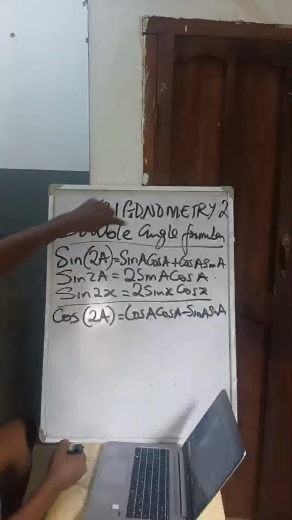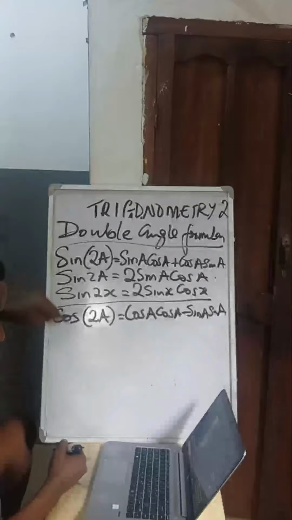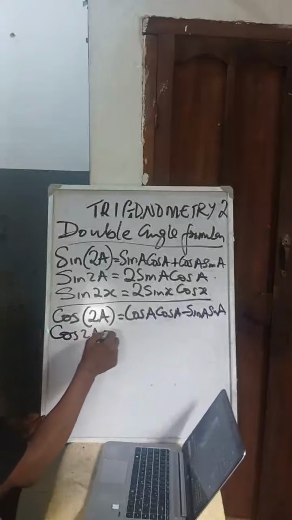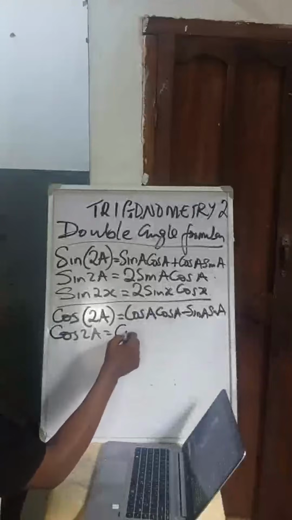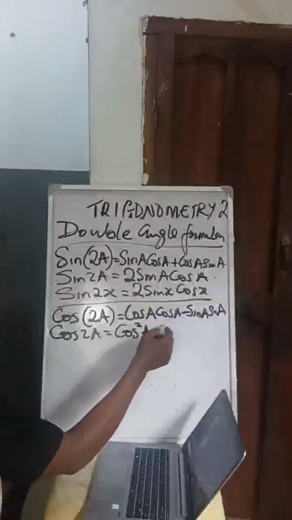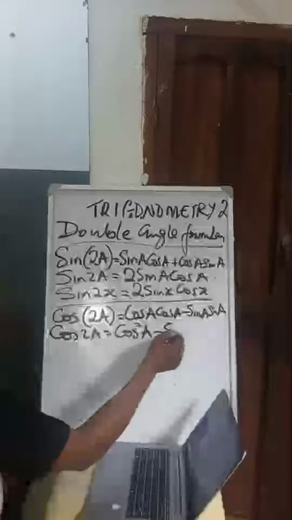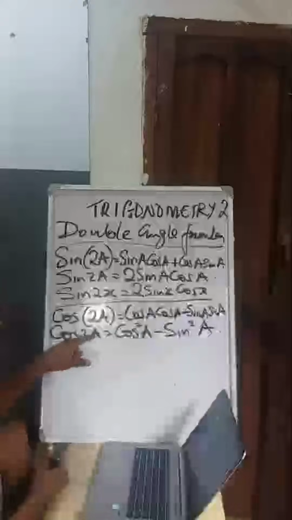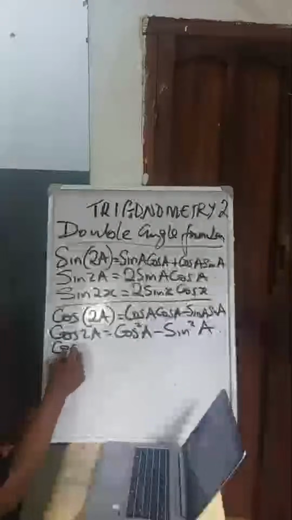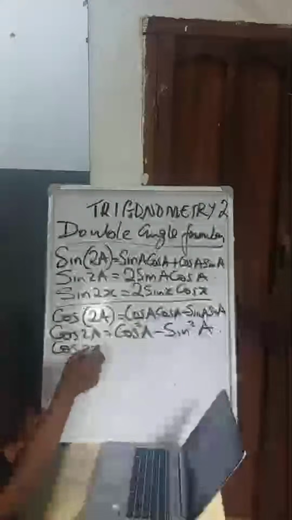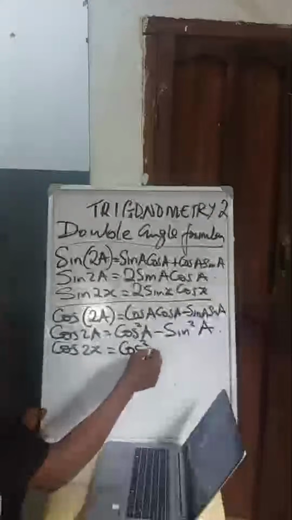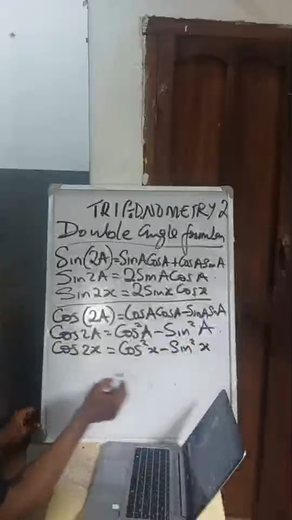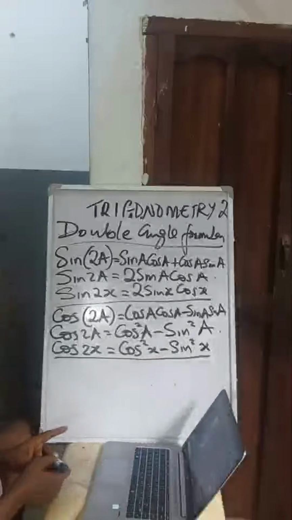Okay. For sine we have plus here, but for cos it changes, it alternates. So cos 2A is equal to cos A times cos A, which is cos squared A, minus sine A times sine A, which is sine squared A. So this is very, very important. Cos 2A, so imagine we let A be X, cos 2X is equal to cos squared X minus sine squared X. Have you seen it? You remember this? Take note of it.